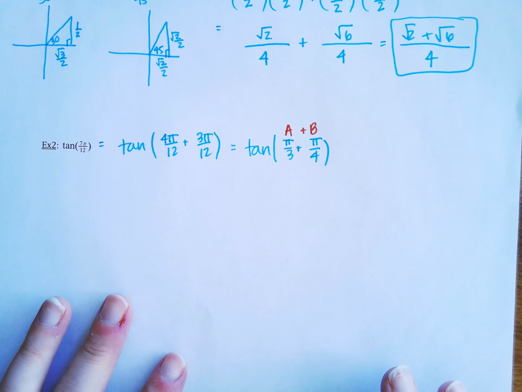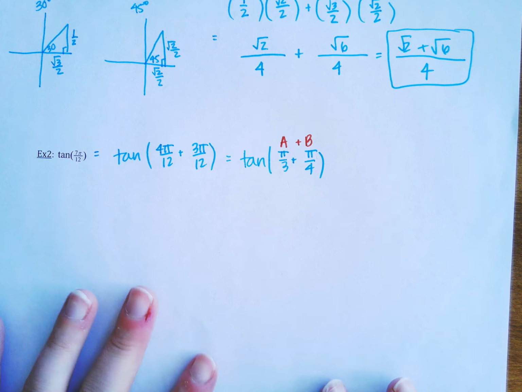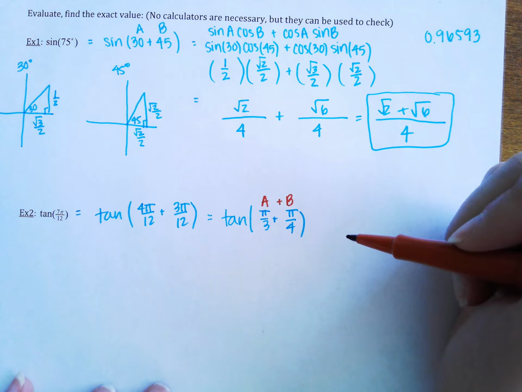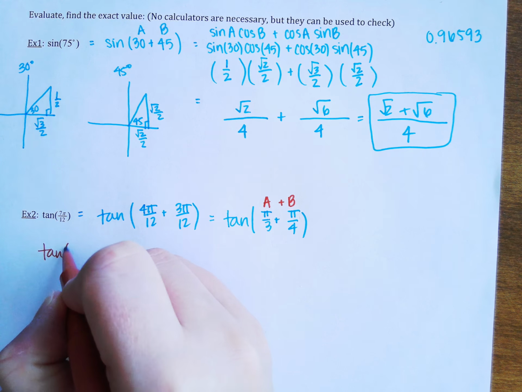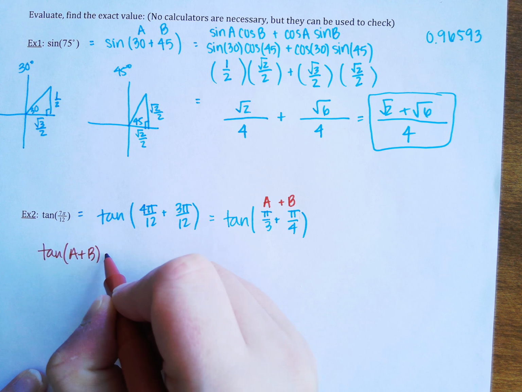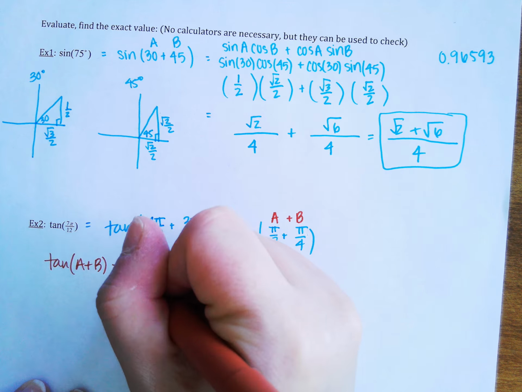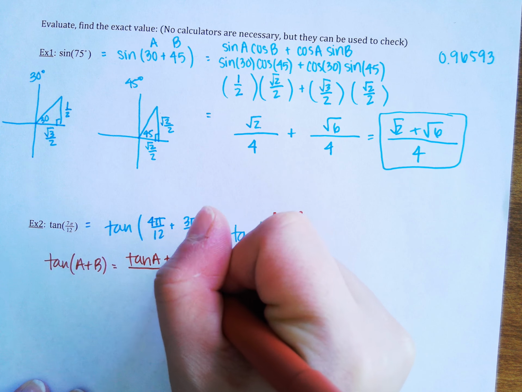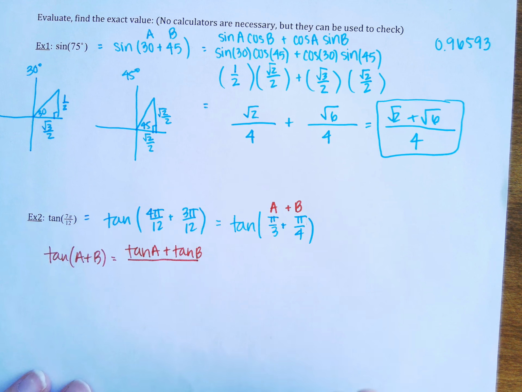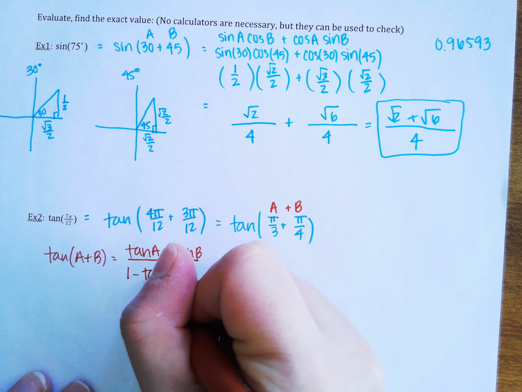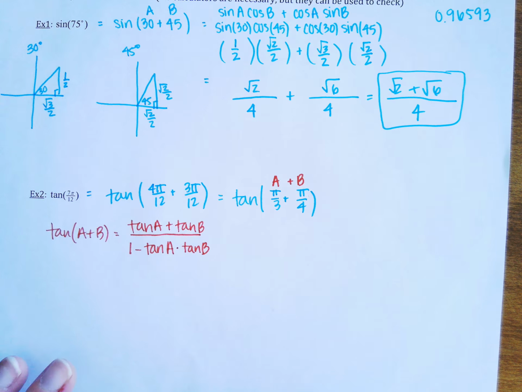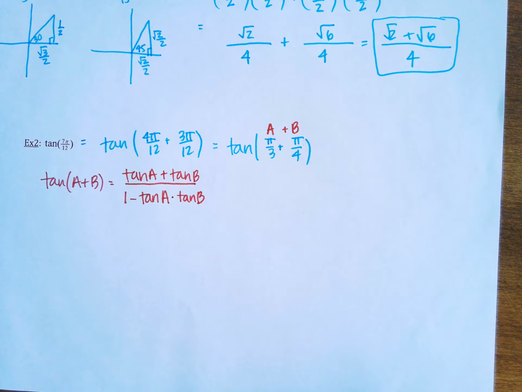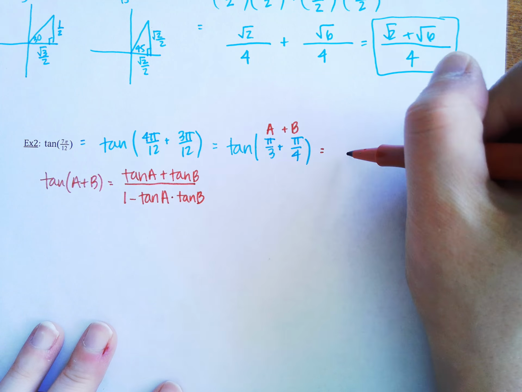So again, I'm now using the sum formula for tangent, so I'm going to write that down here. My sum formula is tangent of A plus B equals tangent of A plus the tangent of B, over 1 minus the tangent of A times the tangent of B. So it's definitely a little bit more complicated.